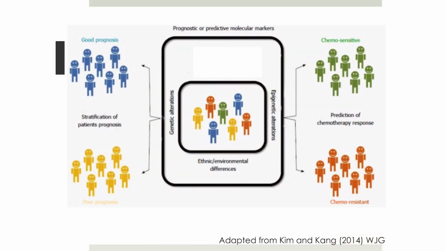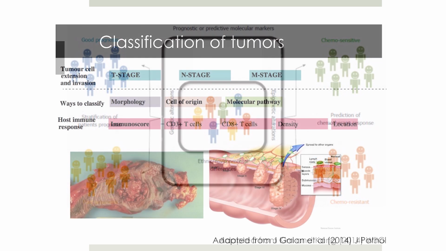The point of what we do when we look for molecular markers in tumors is that we take a bunch of different people with the same tumor, and we try to use the information that we can to classify them either prognostically, into good prognosis versus poorer prognosis, or in terms of will they respond to a particular chemotherapy or not, which is classifying them predictively.